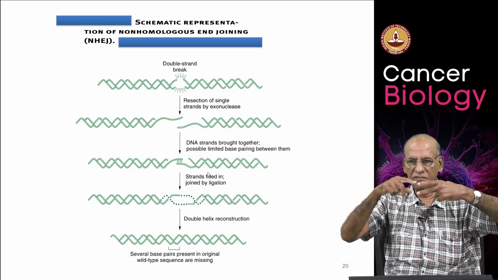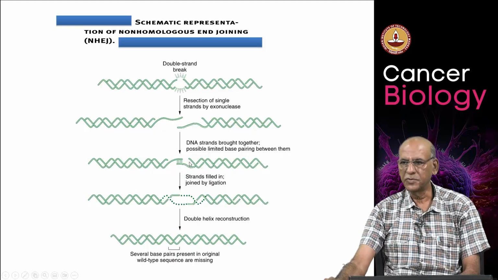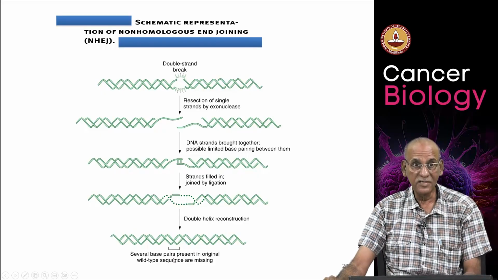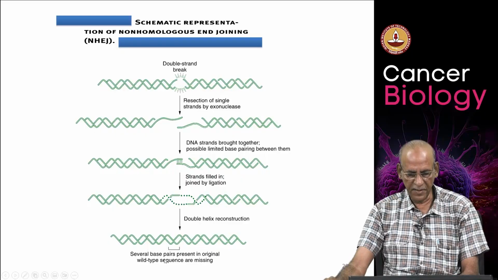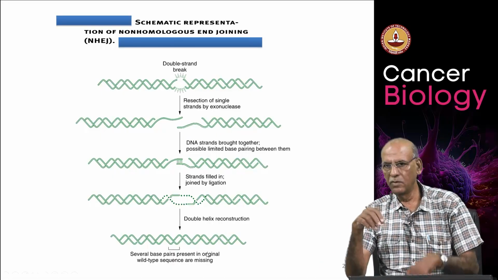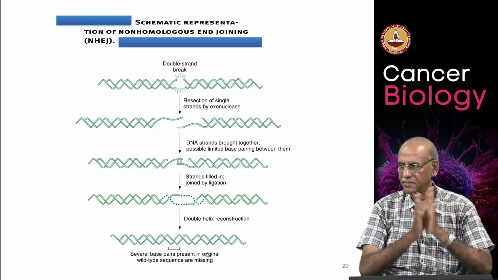So, I am cutting off this portion, 30%, and joining. So, that means naturally I am losing some portion. The rest of the things are the same, strands are filled in, joined by ligation, double helix is reconstructed. See here, the last sentence is very important. Are you able to read that? Several base pairs which were present in the original wild type sequence are now missing. Naturally, when you cut and join, you would have lost something. It is as simple as that.